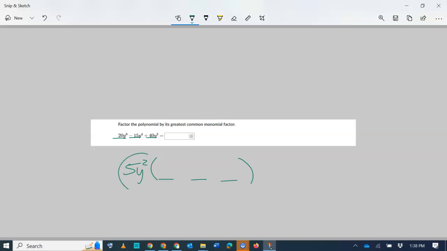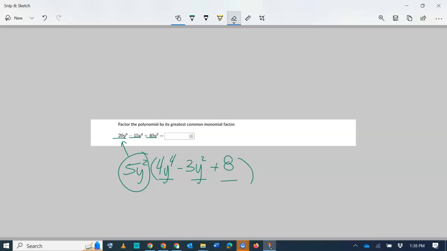So we're looking at 5 times what equals 20? Well, that would be 4. And we have 2 y's down here. We need to get to 6, so we need to add 4 more. Then 5 times what equals negative 15? That's negative 3. y squared to y4 means we're missing 2 y's. And then 5 times what equals 40? Positive 8. And we do not need any more y's.